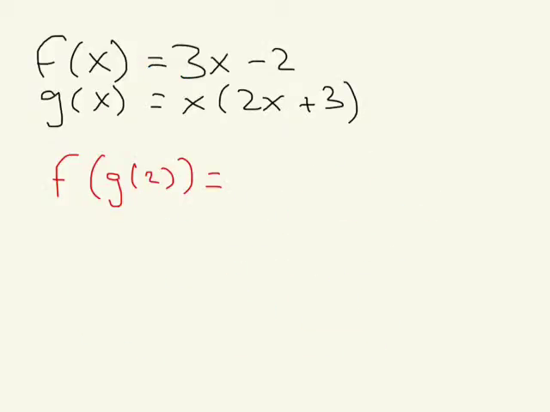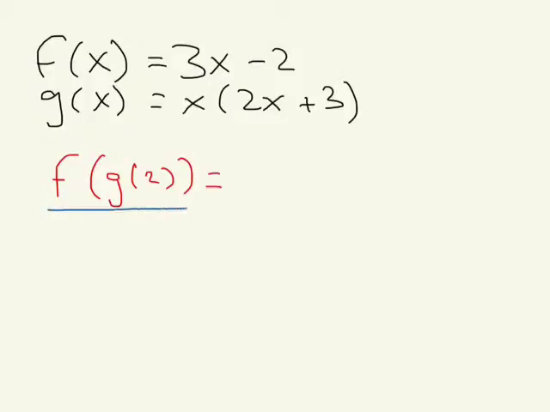Okay, so today's exit ticket was about composite functions again, and we wanted to find out what f of g of 2 is if f of x equals 3x minus 2 and g of x equals x times the quantity 2x plus 3. So here's how we do it.